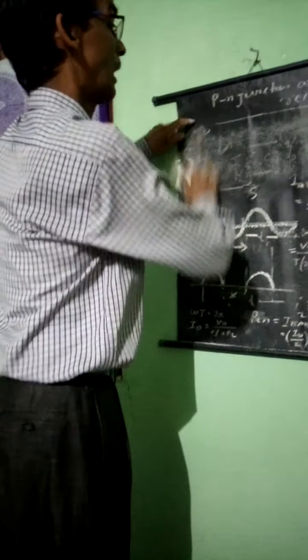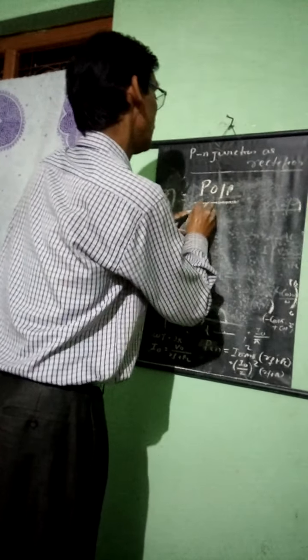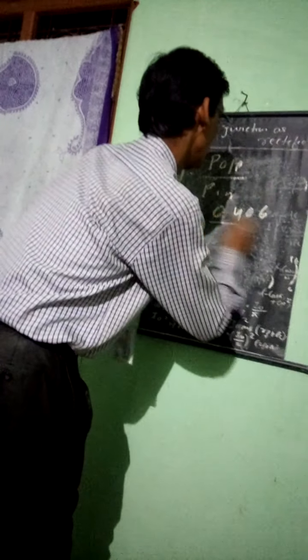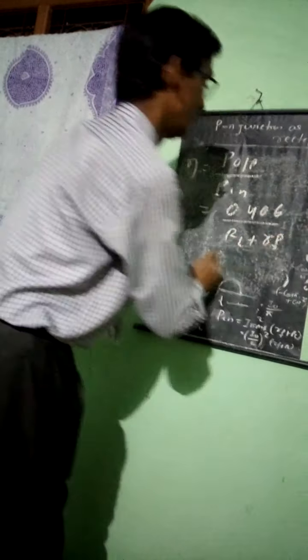For the half wave rectifier, the efficiency is equal to P output divided by P input. You can write this down yourself; practically, I have already calculated that it is 0.406 divided by RL plus RF that you are getting. RF is the internal resistance of the diode, and RL is the load resistance you are connecting.